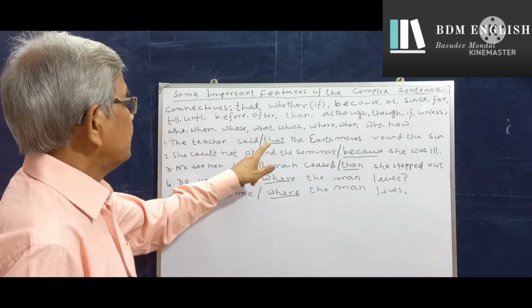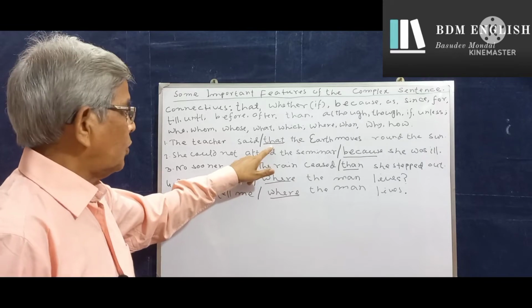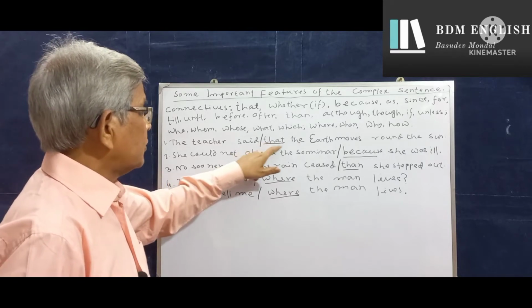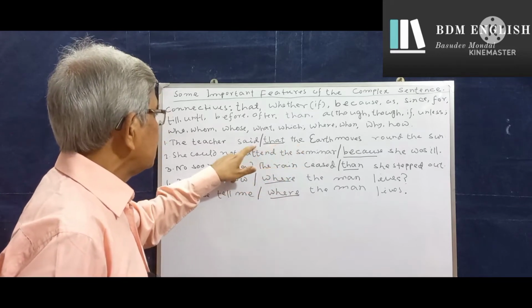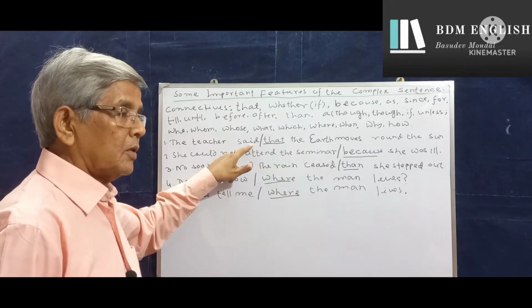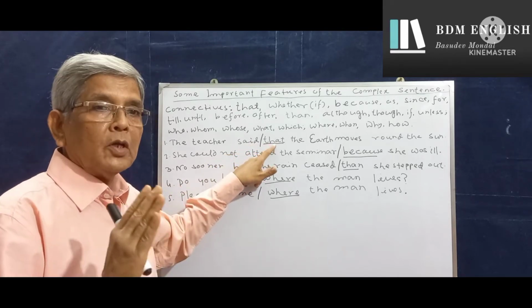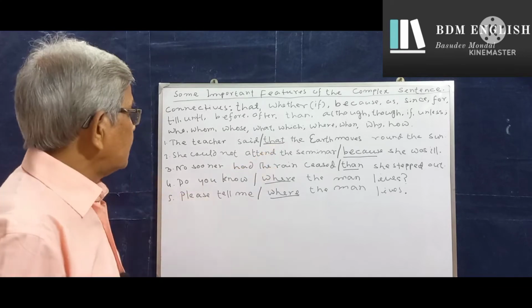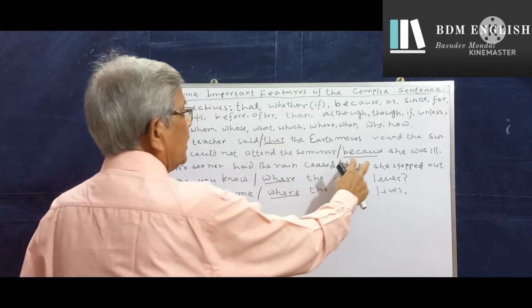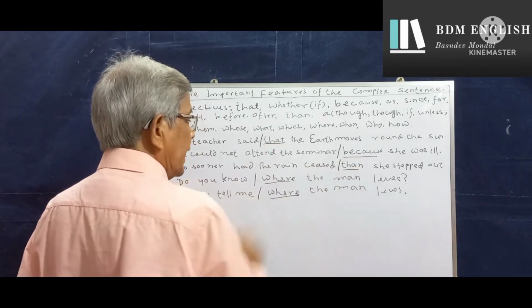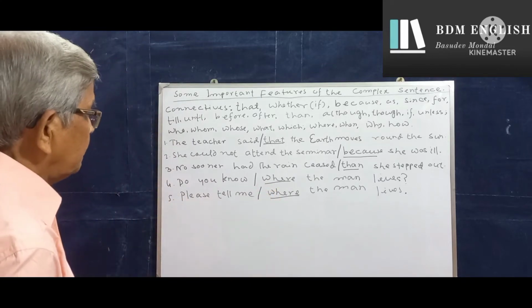Now, the word, usually the first word of the subordinate clause, introduces the subordinate clause, and it also connects it to the principal clause. This word is commonly called a connective. So in the first sentence, "that" is the connective. In the second one, "because." In the third one, "then." And in 4 and 5, "where" is the connective.